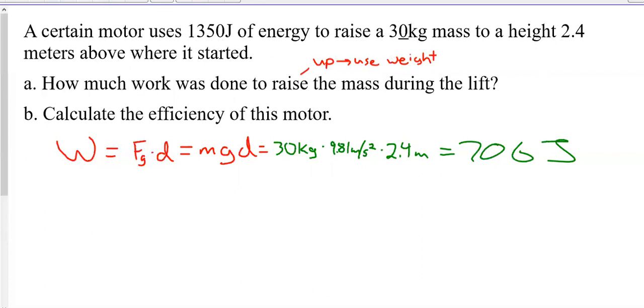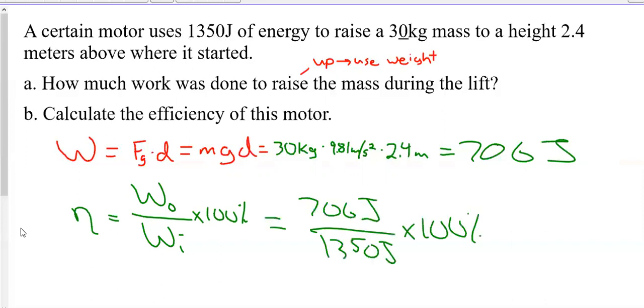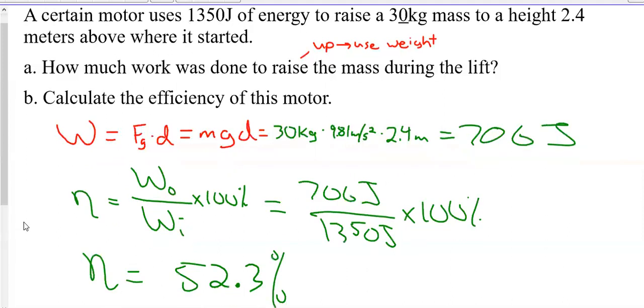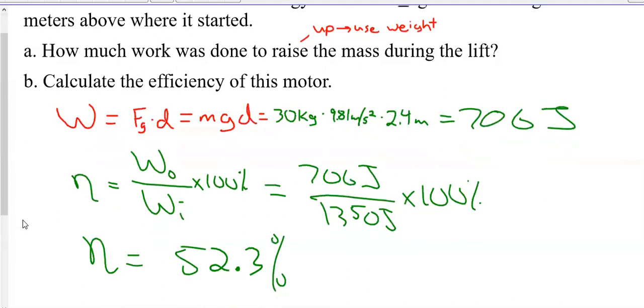So if we look at that and talk about the efficiency, that's your work output divided by your work input. Your output is the energy that's needed, that's your 706 joules. The energy that you used, the input energy, is your 1,350 joules. If you do that ratio, 700 divided by 1,350, joules will cancel out, and you'll get about 52% approximately. So this motor is only 52% efficient.